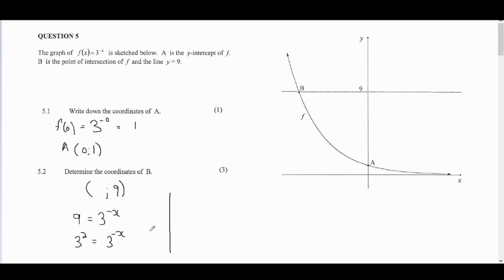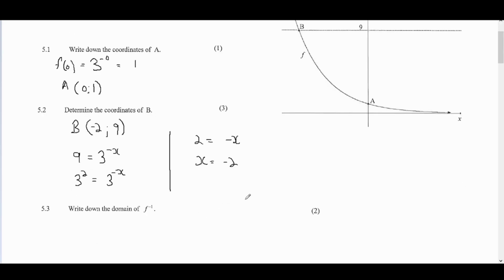Since the bases are the same, our exponents are equal, so 2 equals minus x. Divide both sides by minus 1, so x is equal to minus 2. And that makes sense because it's on the left side, so we know it's negative, and negative 2 is exactly what we need. Therefore B's coordinates are minus 2 and 9.